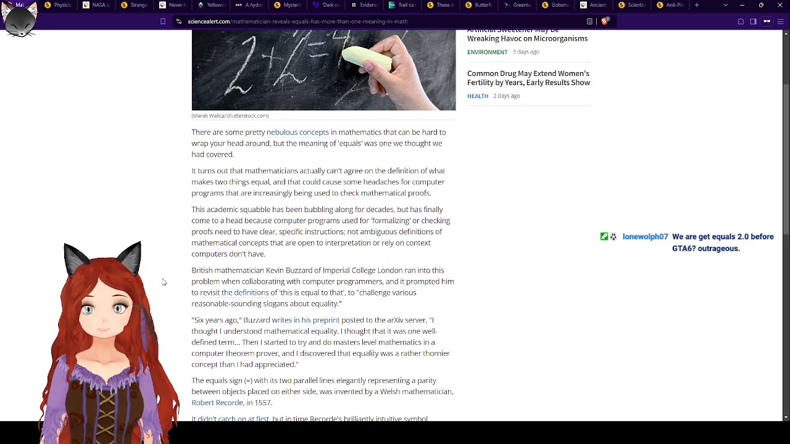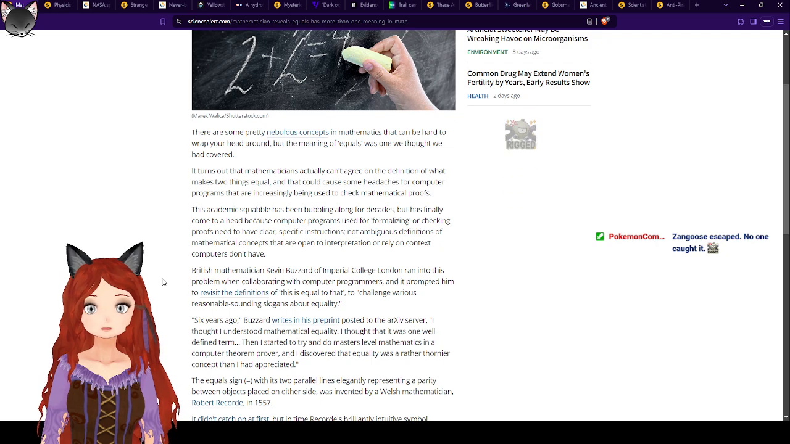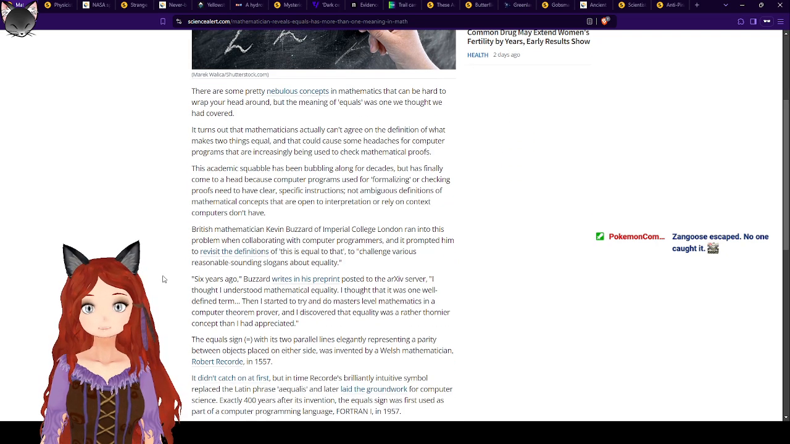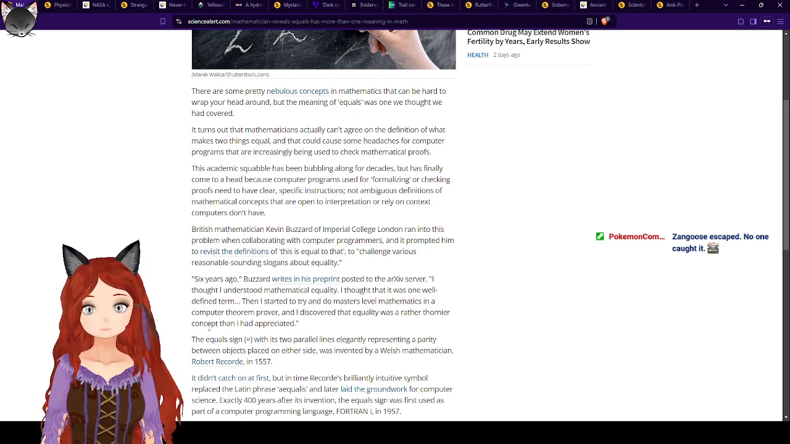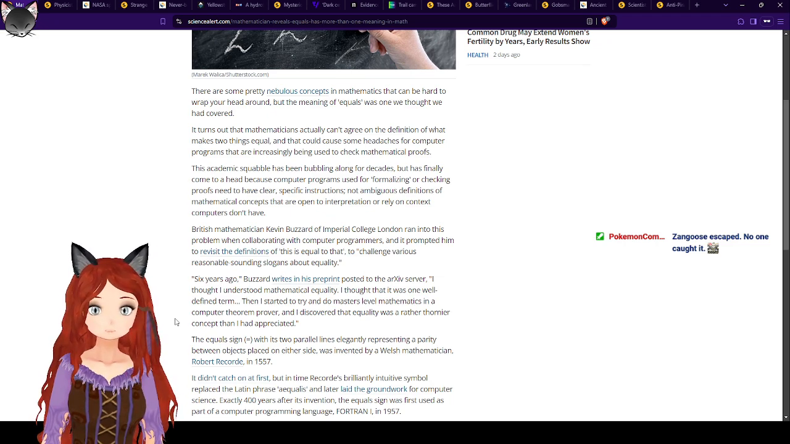British mathematician Kevin Buzzard of Imperial College London ran into this problem when collaborating with computer programmers, and it prompted him to revisit the definitions of this equals that, to challenge various reasonable-sounding slogans about equality. Six years ago, Buzzard wrote in his preprint post on the arXiv server, "I thought I understood mathematical equality. I thought that it was one well-defined term. Then I started to try and do master's level mathematics in a computer theorem prover and discovered that equality was a rather thornier concept than I appreciated."